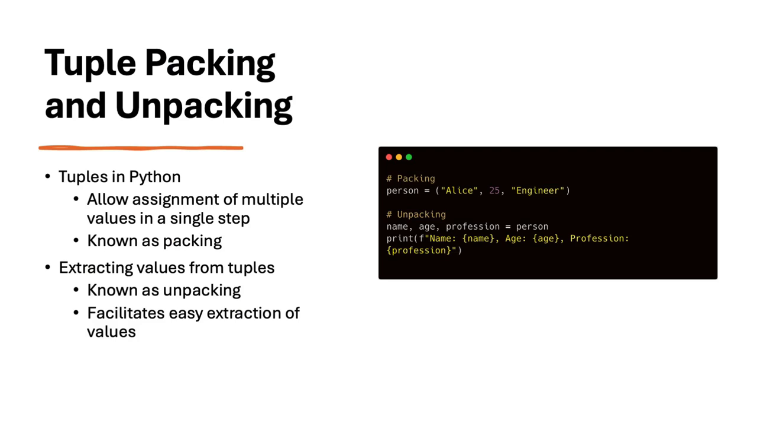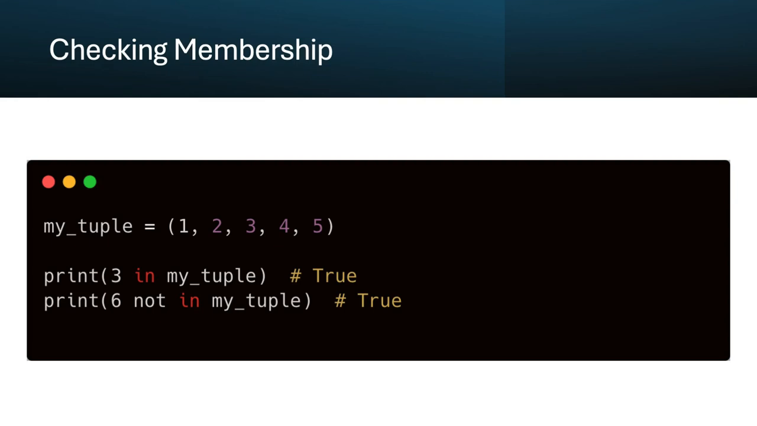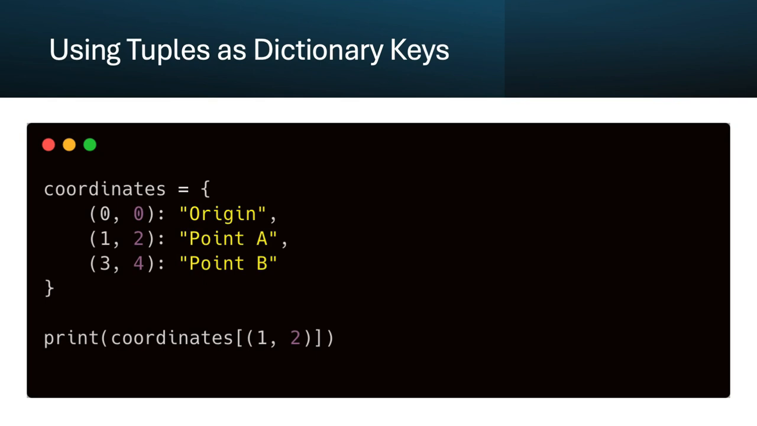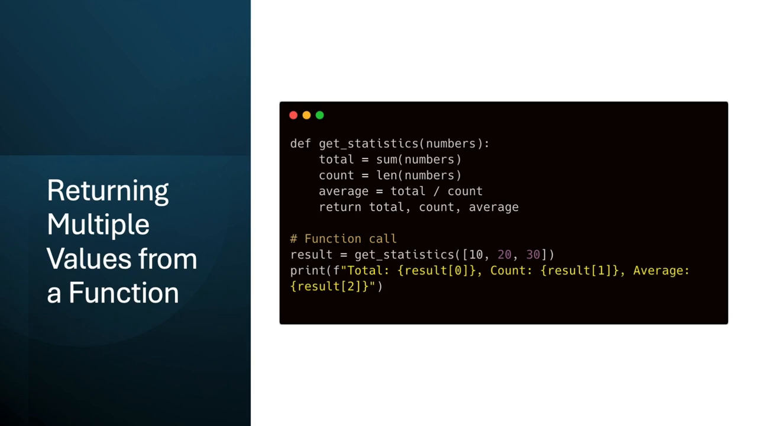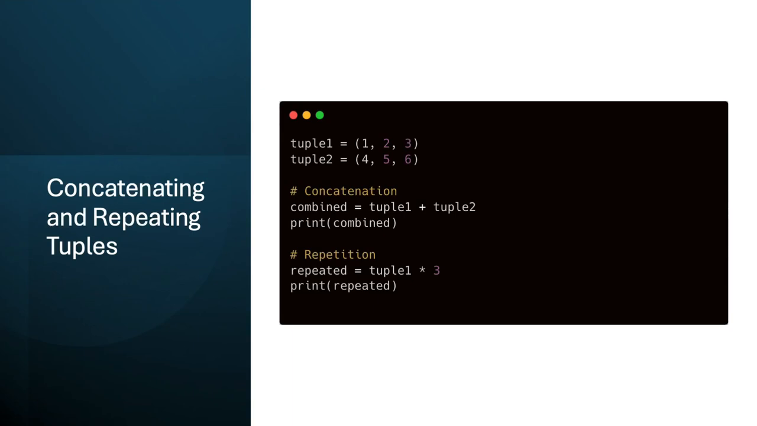Tuples in Python allow you to assign multiple values at once, known as packing, and easily extract them, known as unpacking. Here's the code to check membership in a tuple in Python. And here is an example of using tuples as dictionary keys. Here's an example of how you can return multiple values from a function using tuples.